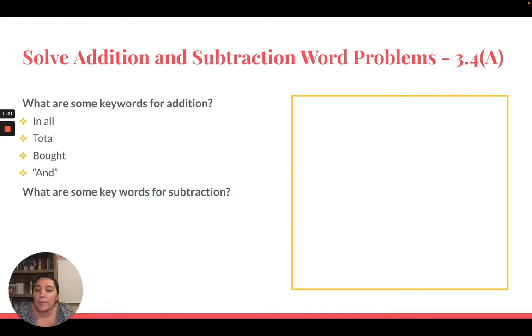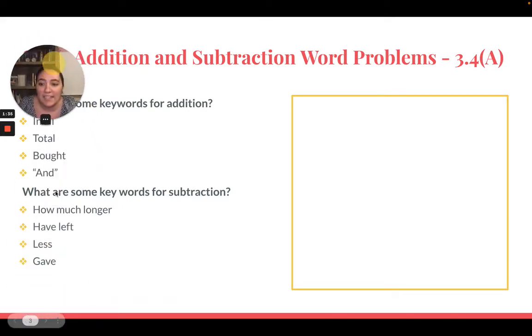Some key words for subtraction. Think about those for a moment. If you see this word, boom, I know it's subtraction. Some are how much longer, have left, less. And lastly, gave.